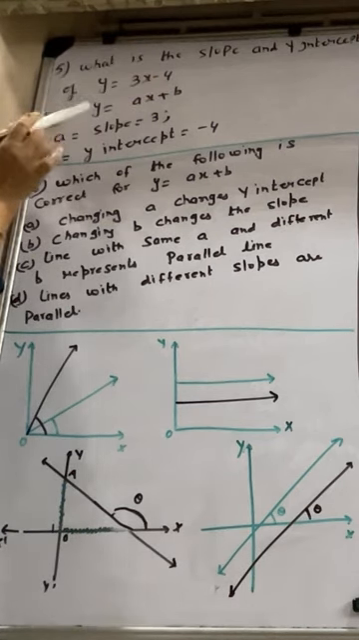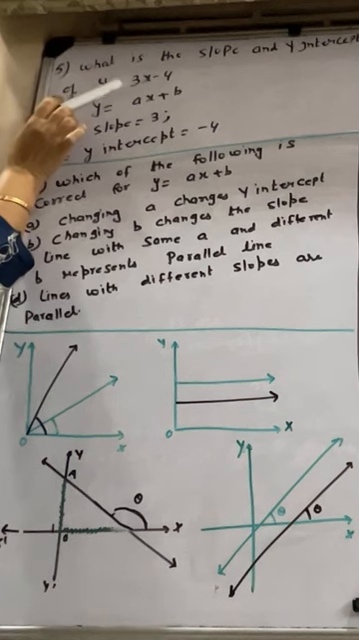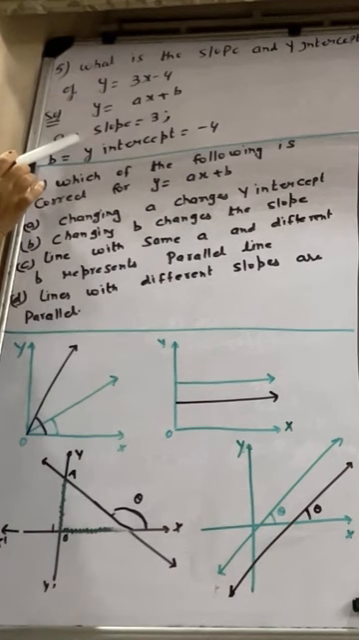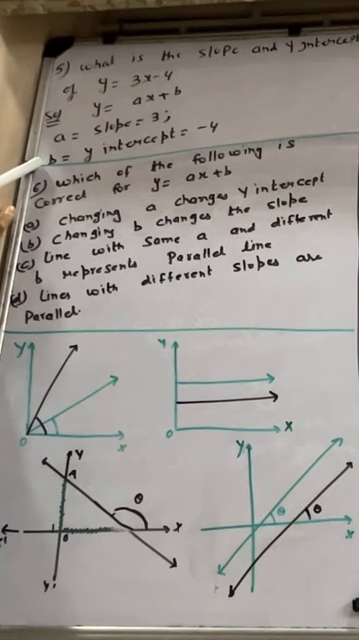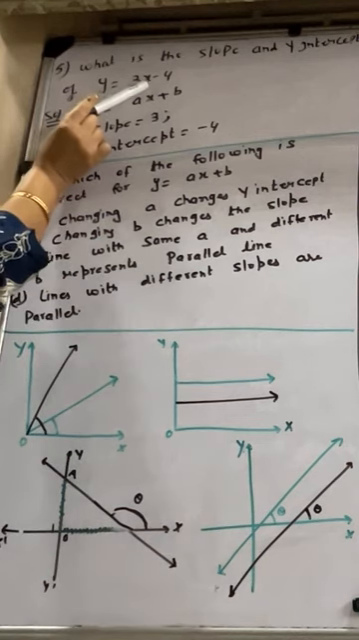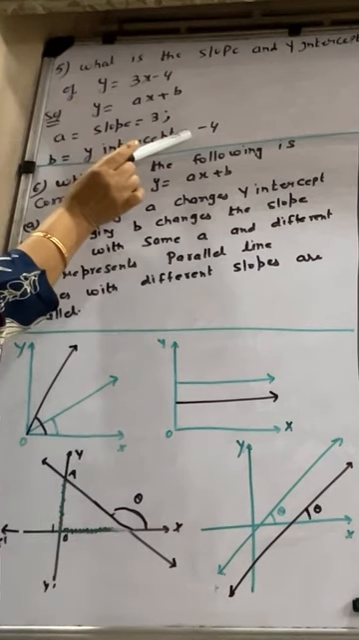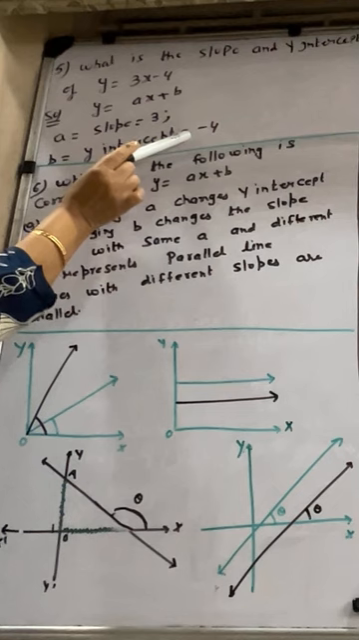So, in the given equation, look at the coefficient of x, that is 3. So what is the slope of the line? The slope of the line will be 3. What will be the y-intercept? The y-intercept is represented by the constant term, b. And what is the constant term over here? Minus 4.